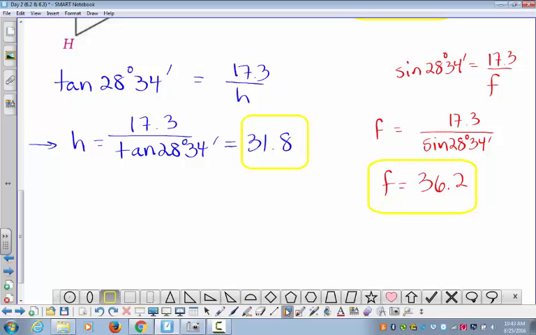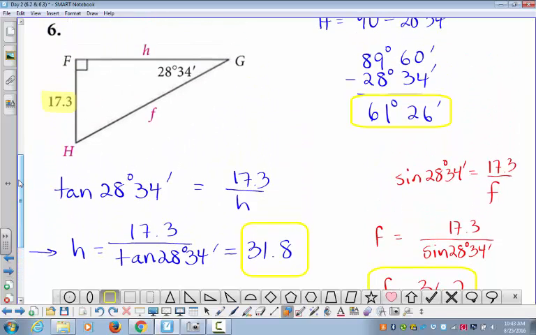Somebody else get that number, 36.2? All right, we'll go with it then. Chances of us both making a mistake are so unlikely. Okay, any questions on solving a triangle?